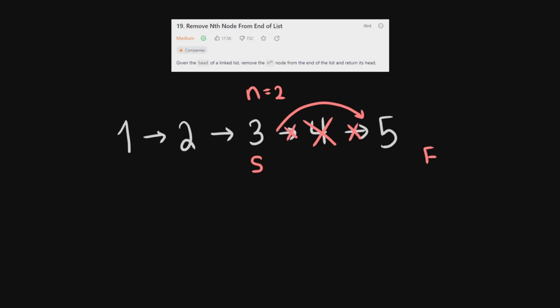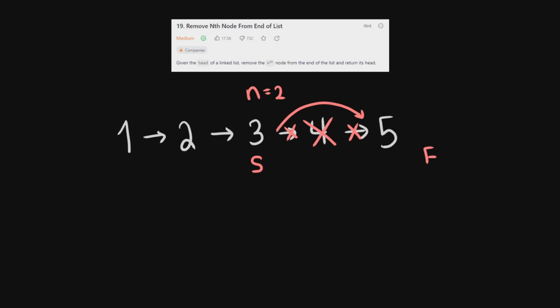So this is pretty much the crux of the solution. We just have to use two pointers, get the slow pointer, and then just move the next pointer of the slow pointer node to point one next to it.